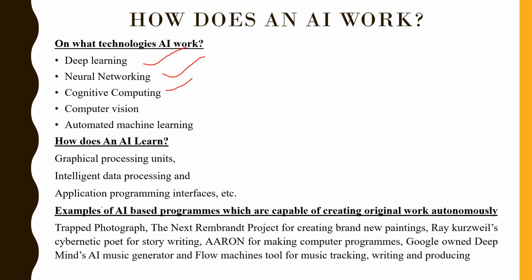So if you see, there are so many AI based programs which are able to create original copyrightable work, right? And that too by autonomous working. So there was this Stref photograph, which is able to click pictures without any human assistance. And there is this Next Rembrandt project for creating brand new paintings. Then we have Aron for making computer programs. There are so many other examples you can keep coming up with, right?